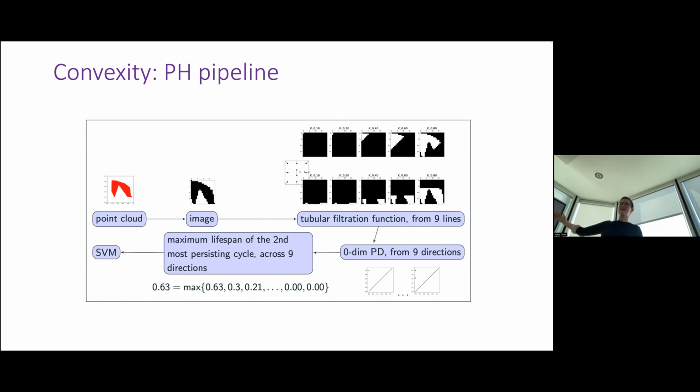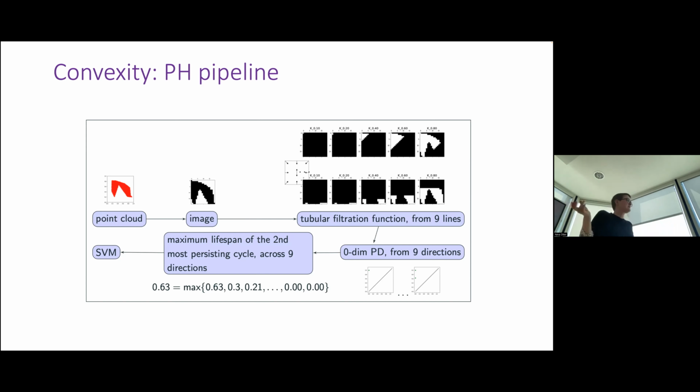And so the idea is that if you have a shape that is concave, then there would be one of these directions from which we would be able to detect this concavity. There would be one direction, for example, here. This is one direction from here. We actually see here we have 2 components.